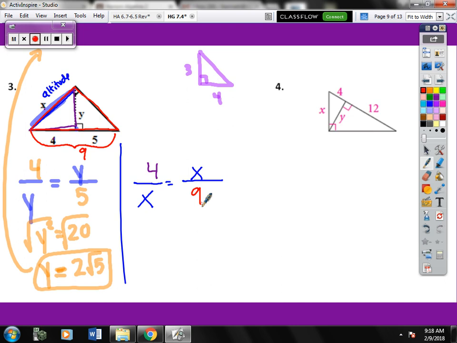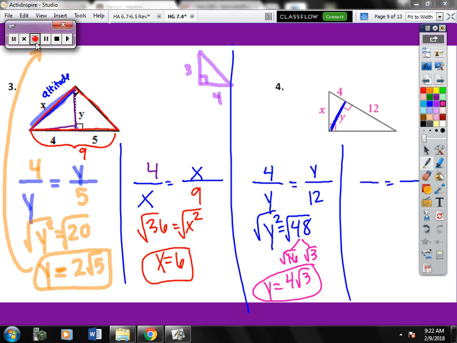Some students like to remember it's like the portion of the hypotenuse closest and the whole hypotenuse. Other students like to think about the triangles to figure out the numbers. Then we cross multiply. 36 equals x squared. We square root. Technically positive or negative 6, but again in geometry we only need the positive. So that's the perfect square for 6. See if you guys can try number 4 on your own. You may need to reduce some radicals. And then we'll look at the other.